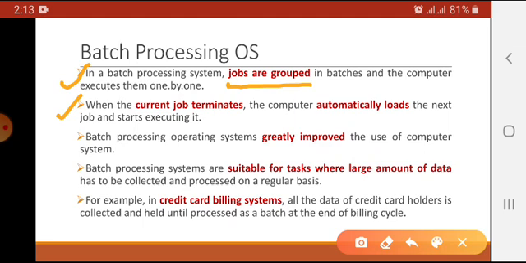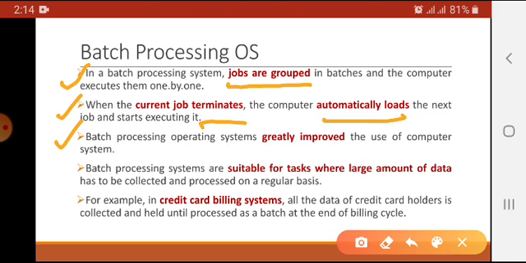Because different types of jobs are grouped, how will the computer know that the execution of the current job is completed and it has to load the next job? The computer checks for the job termination. When the job is completed or finished its processing, the job terminates. When one job is terminated, the computer automatically loads the next job and starts execution.